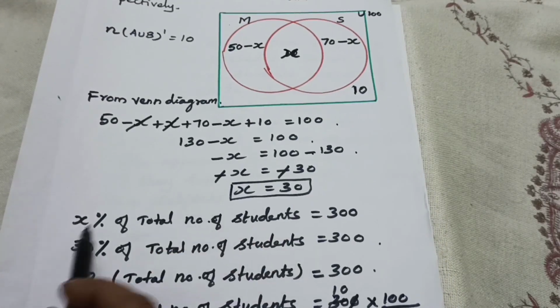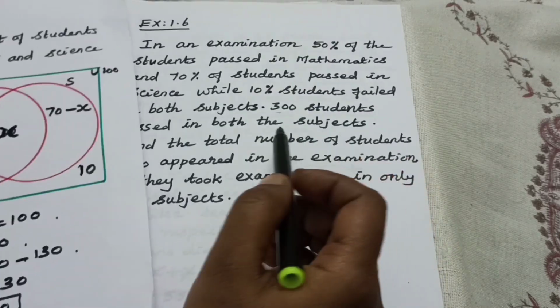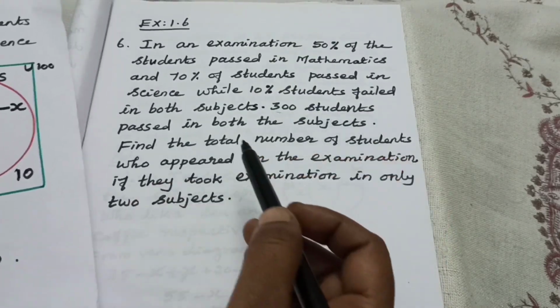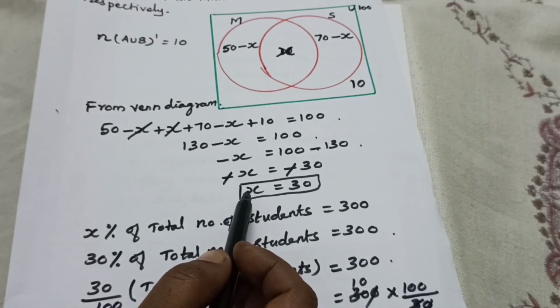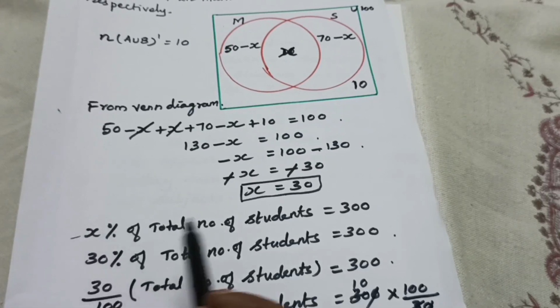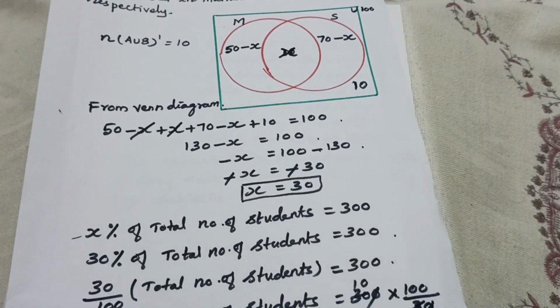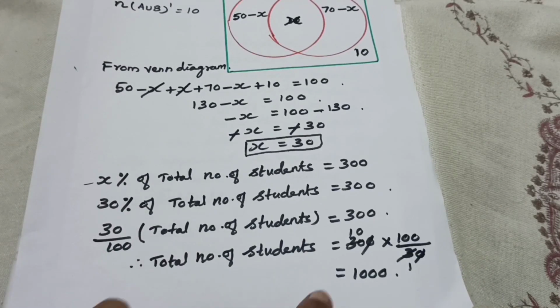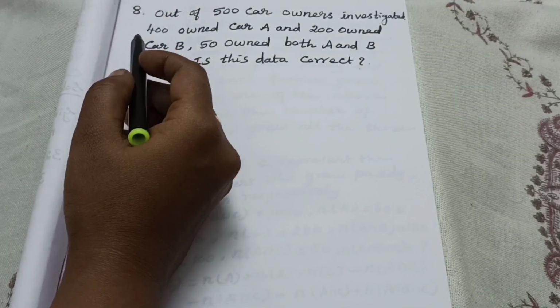Are you clear on this one? X percentage of the total number of students is given here. 300 students passed in both. Then, out of this, what is given? 300 is given. So the total number of students is equal to 1000. Have you understood? Next we are going to see the 8th sum.